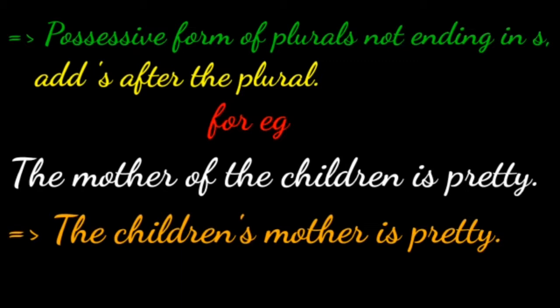Now, rule 3. To make the possessive form of plurals not ending in s, add apostrophe s after the plural. I repeat, to make the possessive form of plurals not ending in s, add apostrophe s after the plural. For example, the mother of the children is pretty. It can be written as the children's mother is pretty.